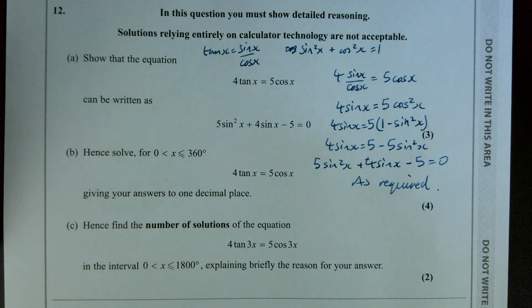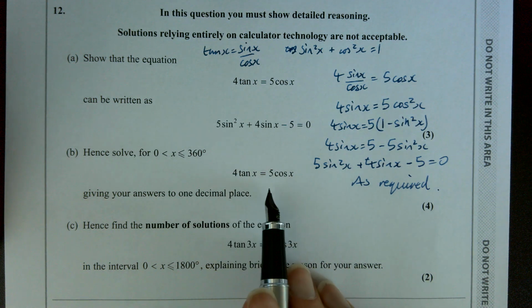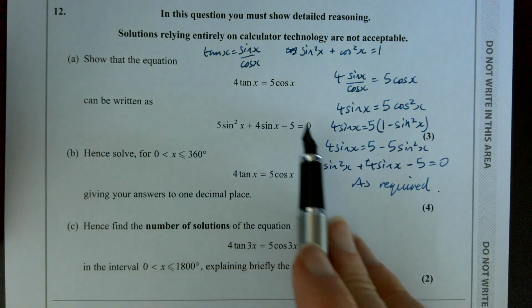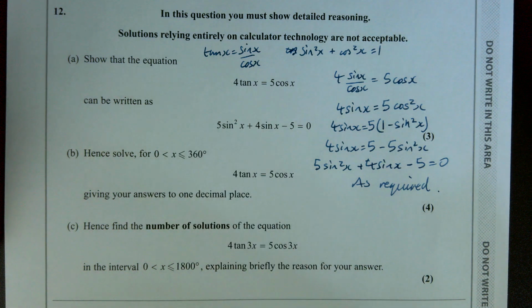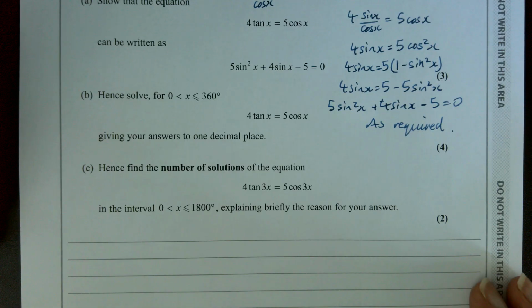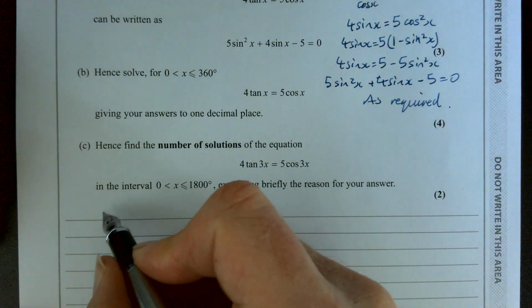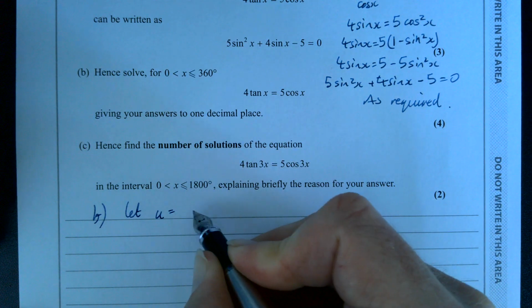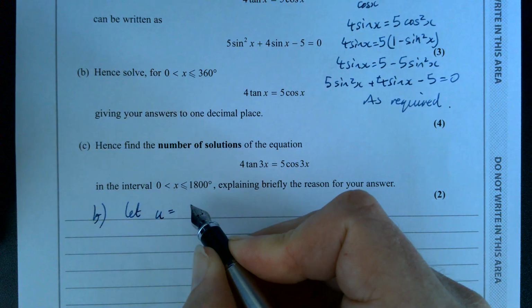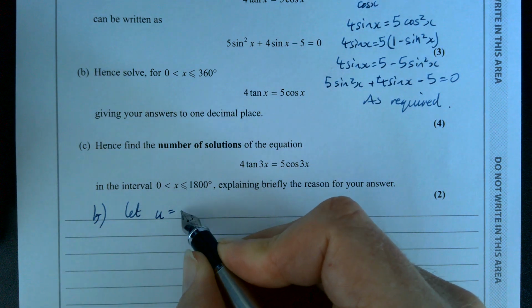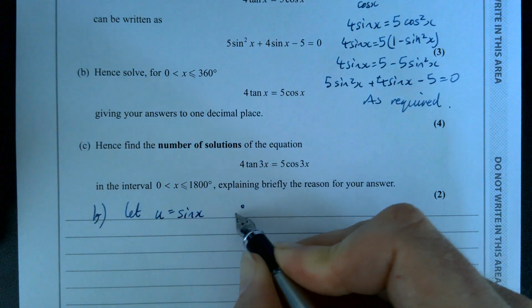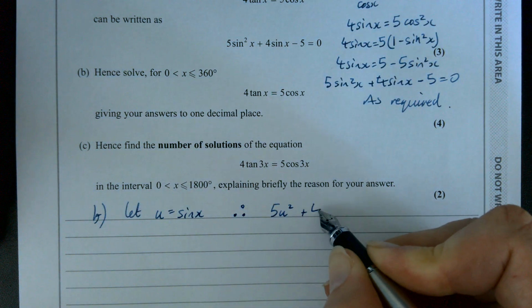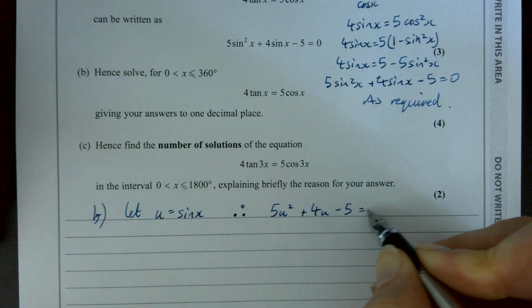And then when it says hence solve this equation between 0 and 360, that means we're going to use this, because this is a quadratic equation. So we're going to start off by saying, so this is part B, let u equal, or any letter you like, but u equal sin x. Therefore, 5u squared plus 4u minus 5 equals 0.